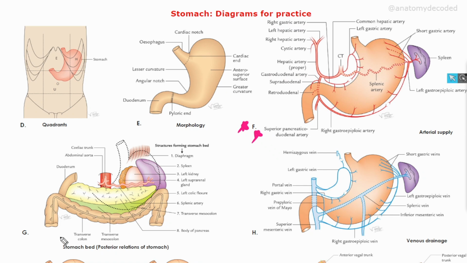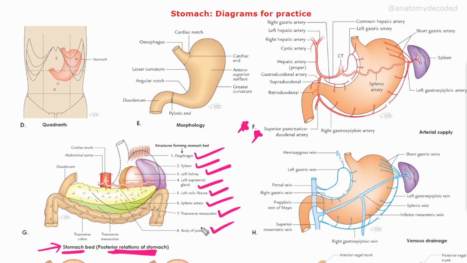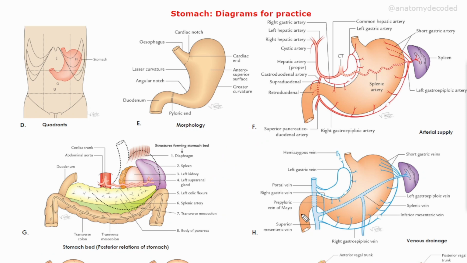Then this image shows the stomach bed. So these are the posterior relations of the stomach. Okay, so see which structures are forming the posterior relations. There is diaphragm, spleen, left kidney, left suprarenal gland, left colic flexure, splenic artery, transverse mesocolon, body of the pancreas. Okay, so there are many structures which form the stomach bed, and they are also referred to as the posterior relations of the stomach. Okay, and this image shows the venous drainage of the stomach.